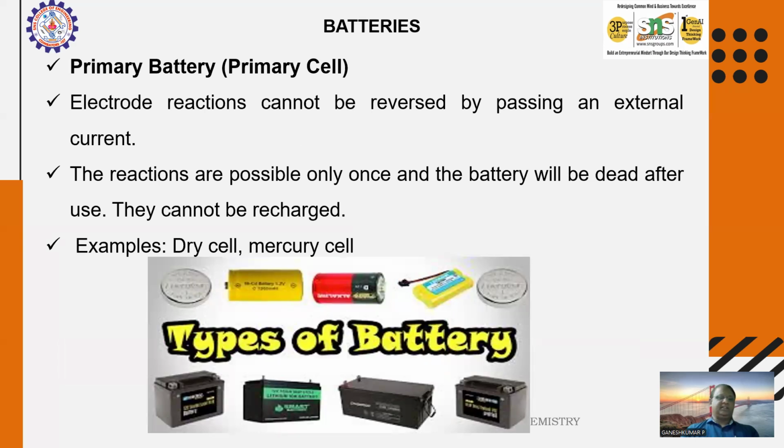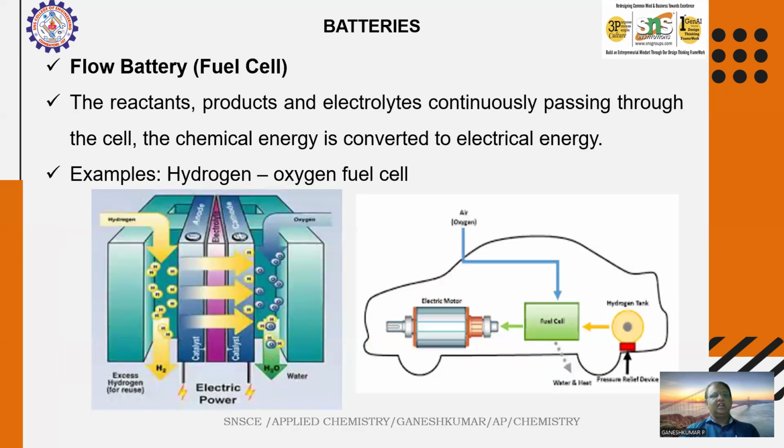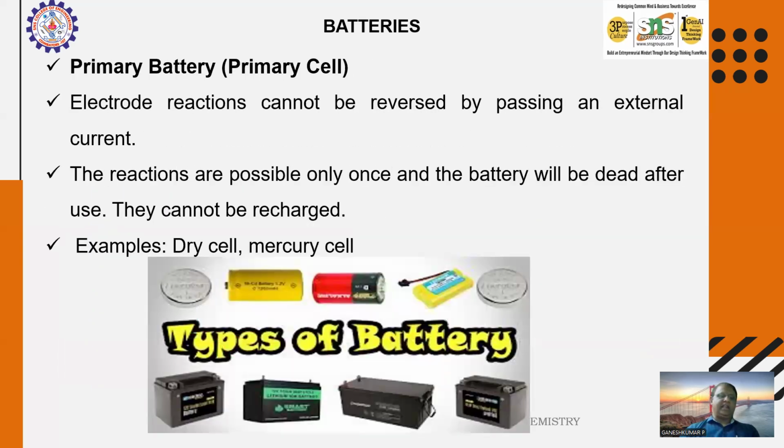Considering the electrode reaction, batteries can mainly be classified into three types, but primarily it is two. We can discuss all three. Primary battery, or we call it a primary cell. Here, the electrode reaction cannot be reversed by passing an electrical current. The reactions are possible only once, and the battery will be dead after the use. They cannot be recharged again and again. Once it is used, it should be discarded. A dry cell and a mercury cell are all of these types.